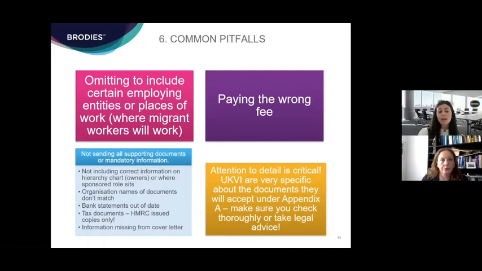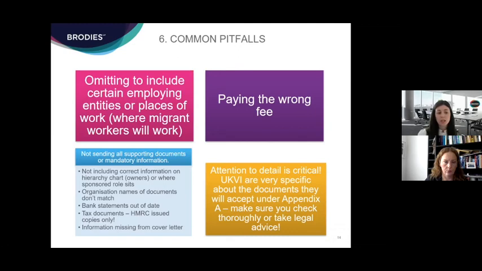Another common issue we see with applications is that all the supporting documents aren't being sent in line with the guidance. UKVI are very specific about what they accept, and they're very specific about the detail that those documents have to contain. Some of the common things we see are the hierarchy charts not including all of the information that UKVI require. They do need to know ownership structure and who owns the company that's applying for the sponsor license. So do make sure that you include that information. They also like to know, if you've identified an individual, where they sit on that hierarchy chart within your business. So do make sure you include those details.